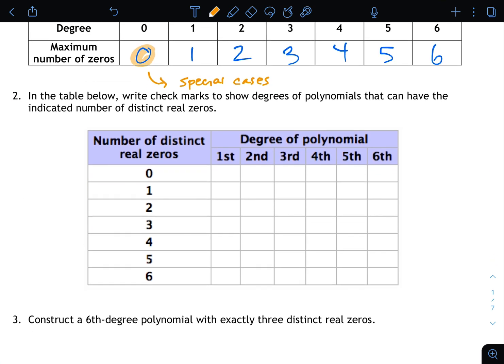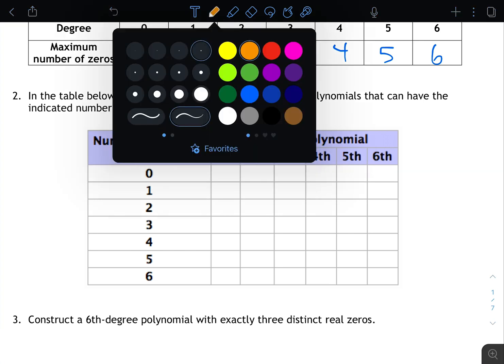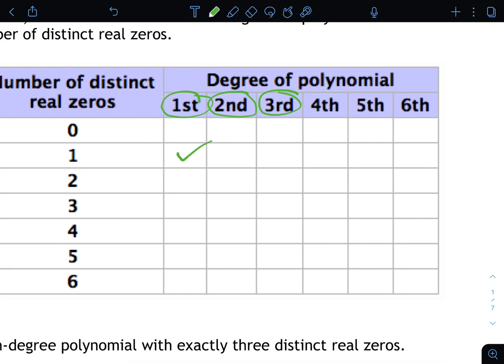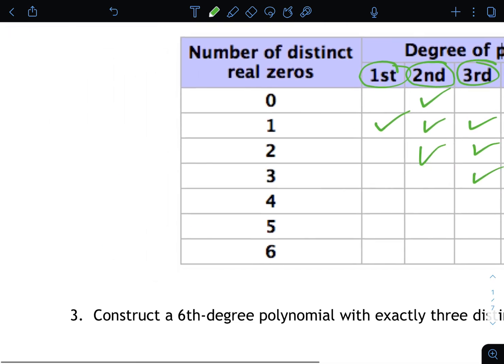Okay, so let's go ahead and fill out this table together on how many real distinct zeros different degree polynomials can have. Okay, so we already did the work for 3rd degree, 2nd degree, and 1st degree polynomials. So a 1st degree can have 1 zero, and that's it. A 2nd degree, we said it could have 0, 1, or 2. A 3rd degree, we said it could have 1, 2, or 3. And I could show that to you visually.